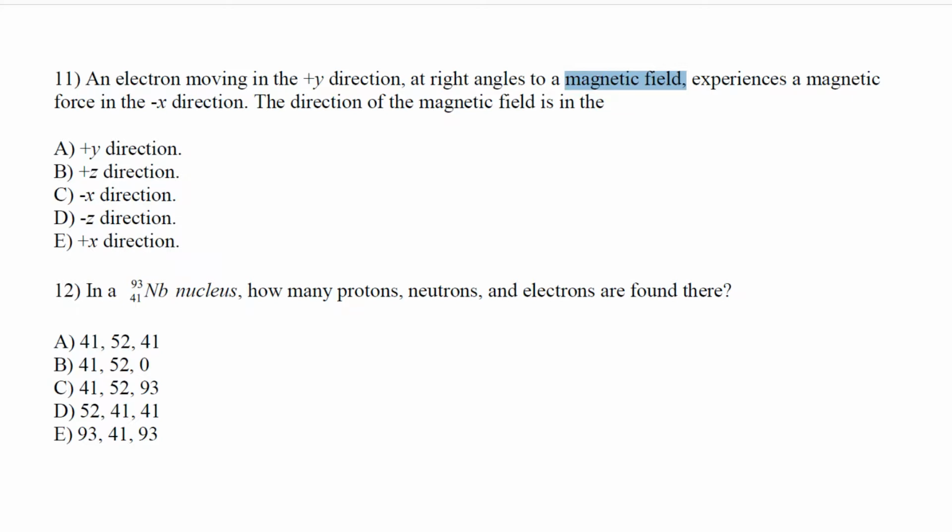So for number 12, this one is just simply asking for a particular element on the periodic table. So in this case, you have this nucleus. Okay, the subscript and the superscript, 41 and 93, you need to make sure you know what those are representative of. In this case, you want to know how many protons, neutrons, and electrons there are found in that nucleus. The answers here are listed respectively, or in other words, in the same order that it's listed in the question. So for example, 41, 52, 41 would be corresponding to protons, neutrons, and electrons.